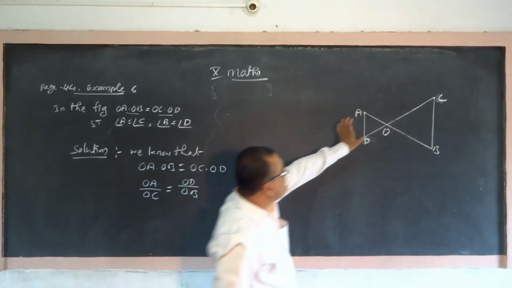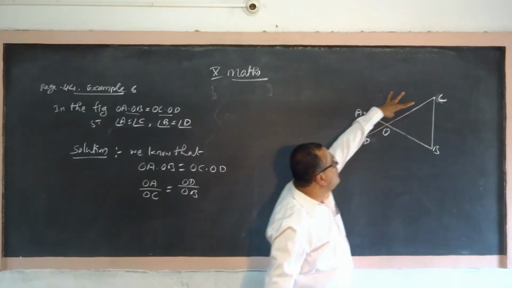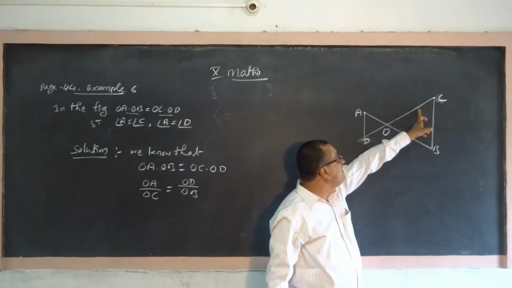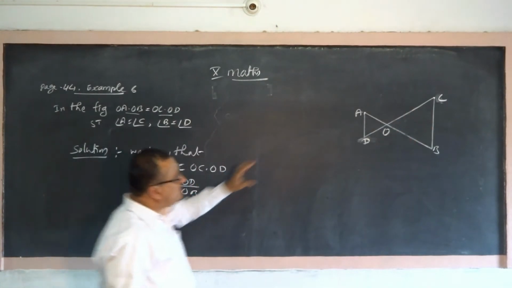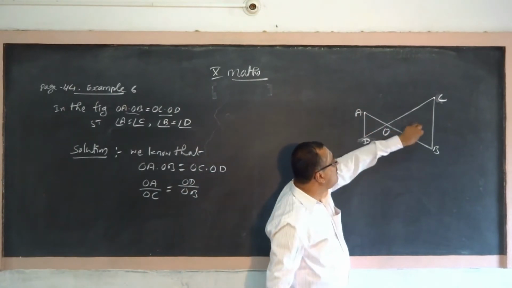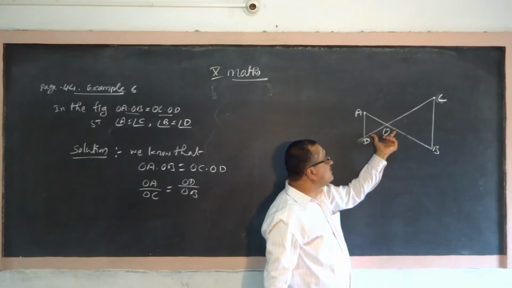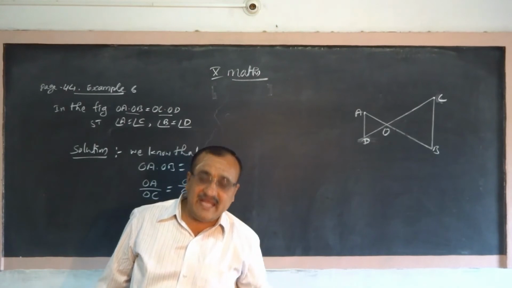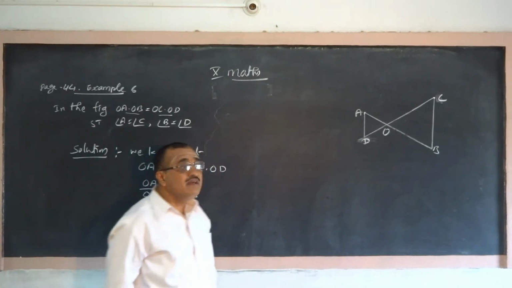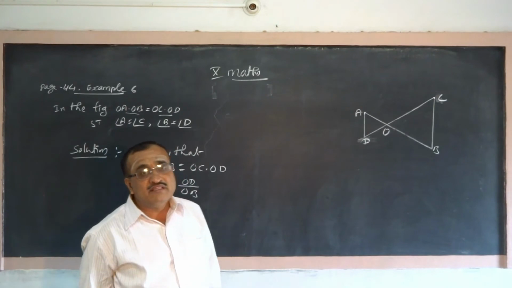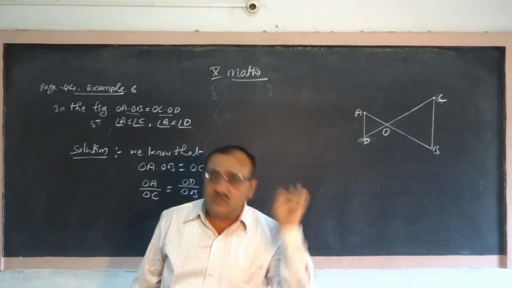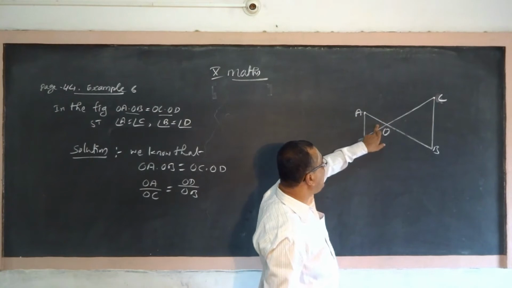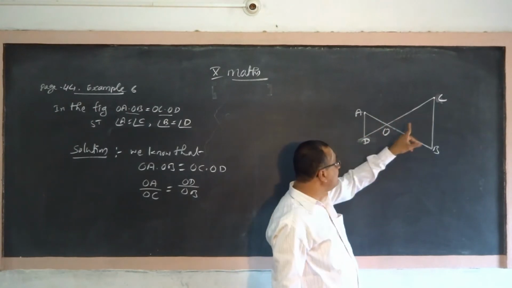OA is the side of this triangle, OC is the side of this triangle, and OA by OC is equal to OD by OB. OD belongs to this triangle, and OB belongs to this triangle. So these two ratios are equal. Now find the corresponding angle, the angle which is formed by these two sides. Which is it? OA and OD make angle O, OB and OC make angle O.